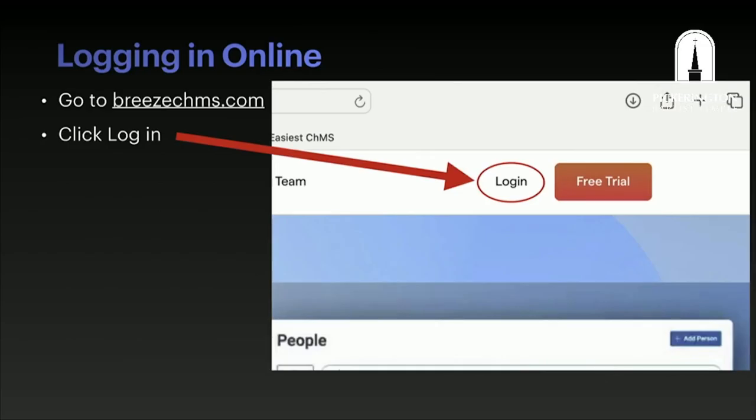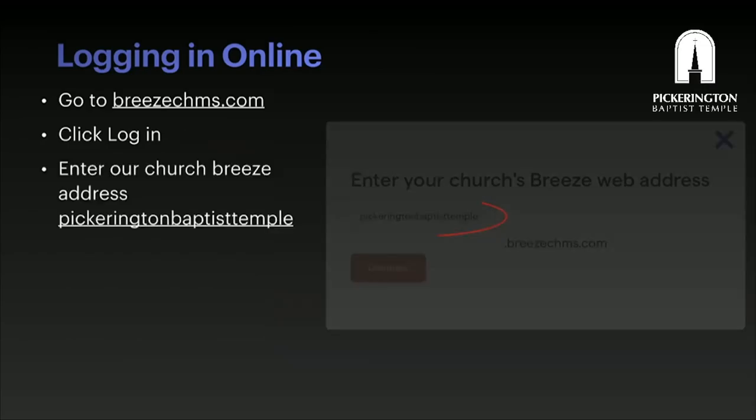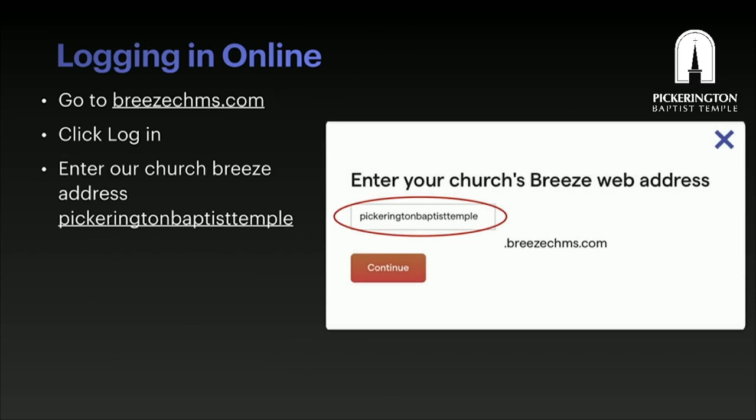You're going to click on the Log In button, and from there, you're going to enter our Church Breeze address. Breeze is a software that's accessible to an abundance of churches throughout America and throughout the world, so we have a Church Breeze address. What you're going to do is type in Pickerington Baptist Temple. No space, no caps. It's just Pickerington Baptist Temple.